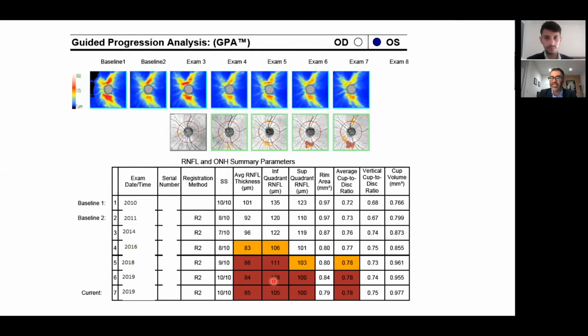There is a statistically significant change in both quadrants, the inferior and superior quadrants, which is leading to an average thickness change. If you can imagine, I was more concerned early on in 2016 about the left eye because the left eye looked a little thinner to me as compared to the right eye. In this case, that right eye has definitely progressed, but we can't really forget about this left eye because I definitely see progression there.